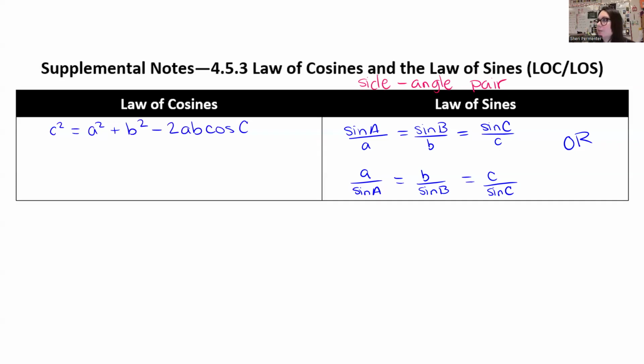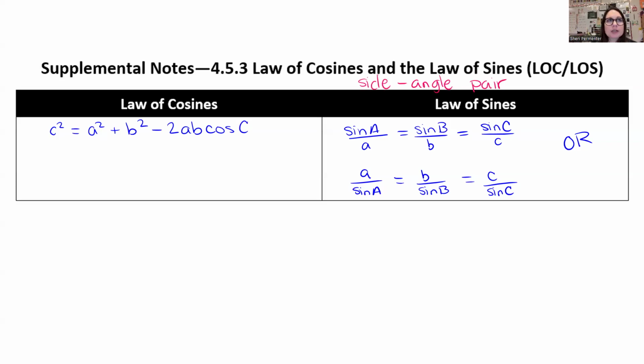I would like to point out a couple of things about this formula. It doesn't really matter which way you start it, whether it's C, A, B. Whatever side length is here is going to correspond with the angle here, and then these are just the other two side lengths. They can all shuffle around, but whatever side length is here has to correspond with the angle that is here.